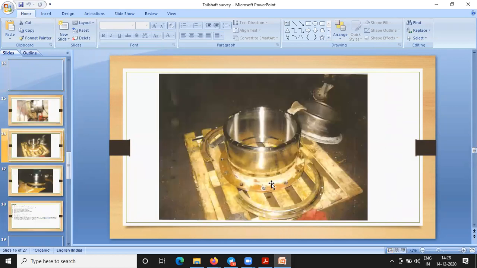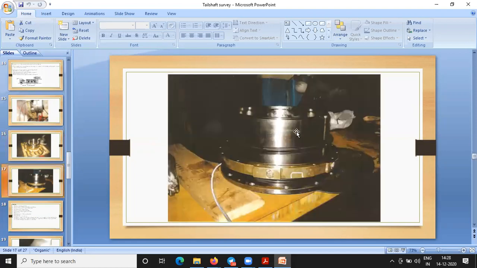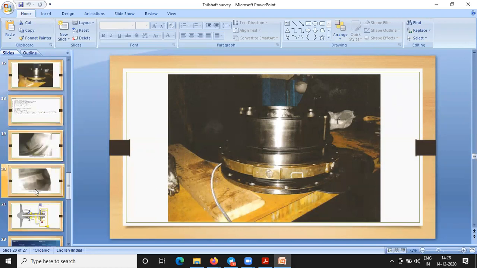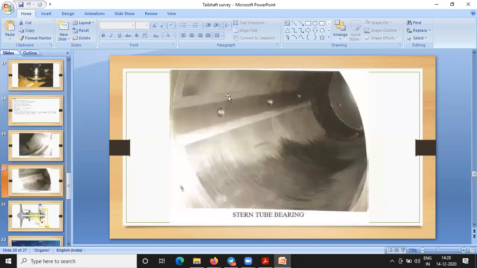Okay, so this is how the chrome liner looks. Simple. This is completely one single tube, the stern tube bearing. One question is asked by Gupta sir, how many bearings are there in the stern tube? So the answer will be 1 or 2? Two, sir, forward and aft.